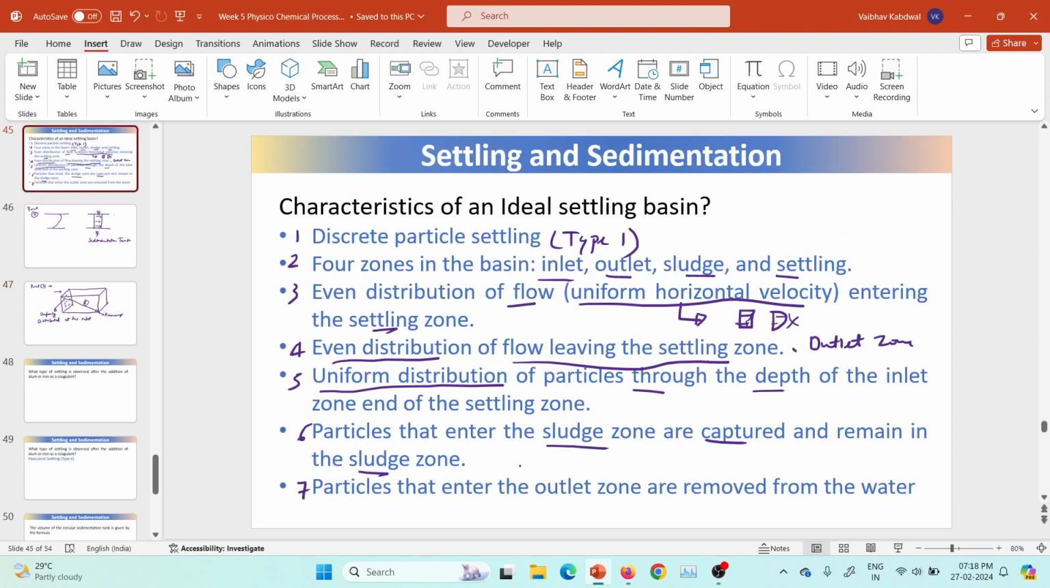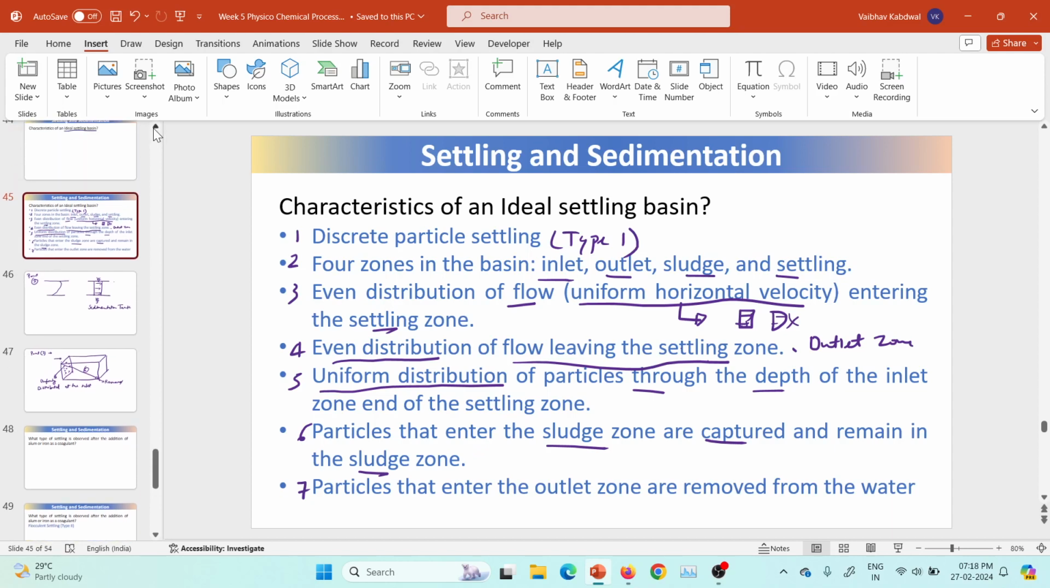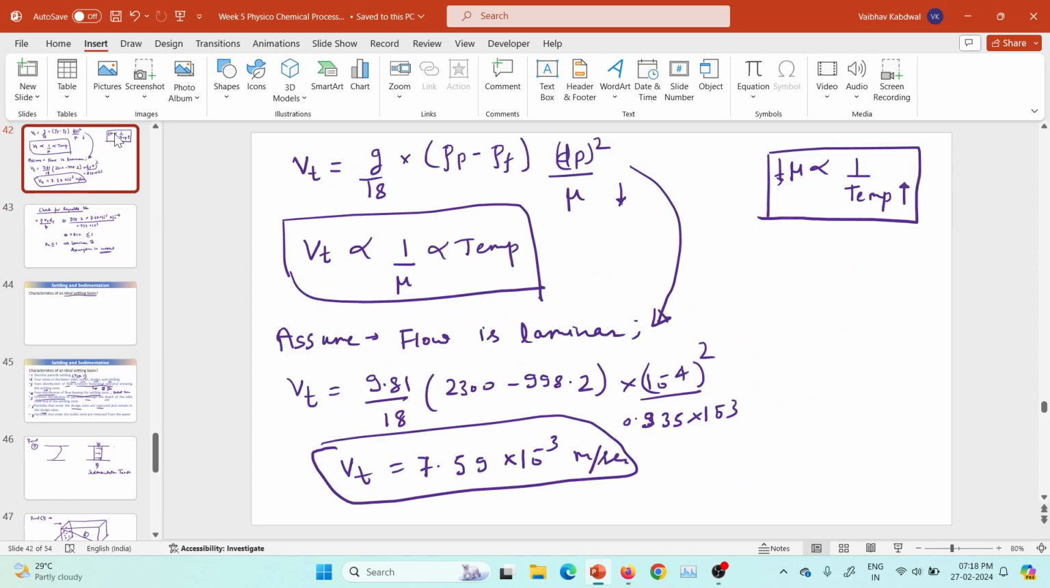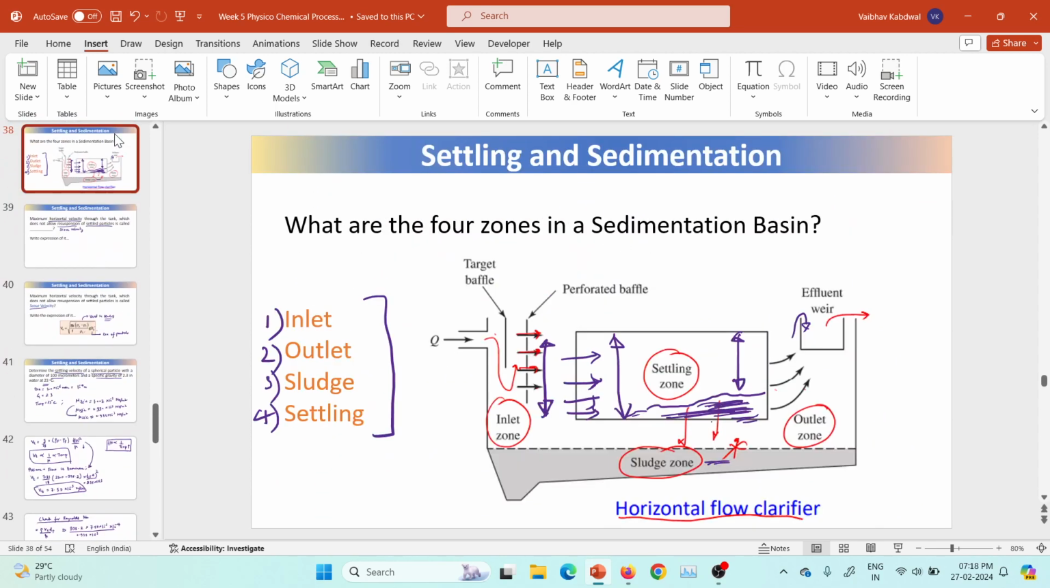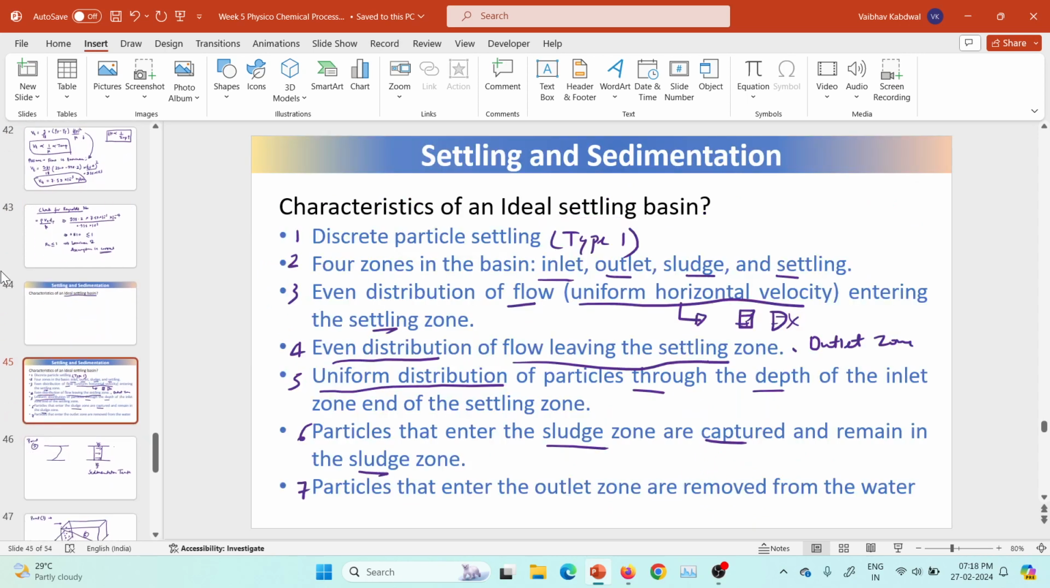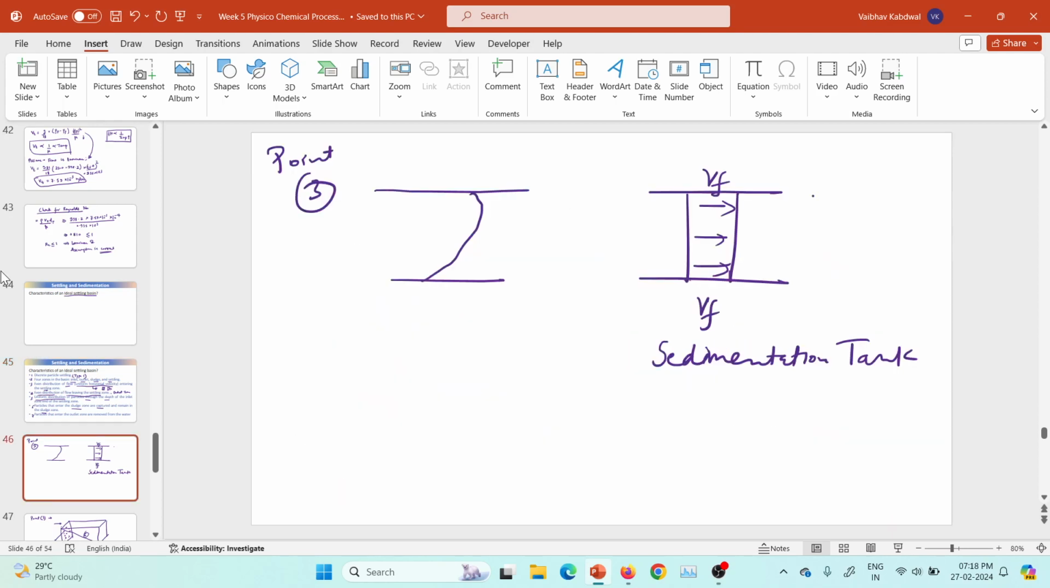And particles that enter the outlet zone are removed from water. The particles which reach the outlet zone, we will see the outlet zone here, are considered as removed. These are also considered as removed from the water. So these are the characteristics of an ideal settling basin.